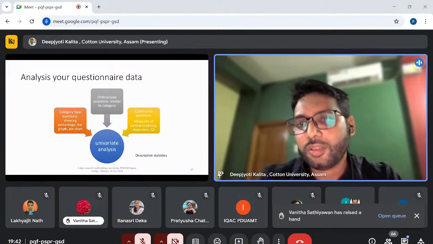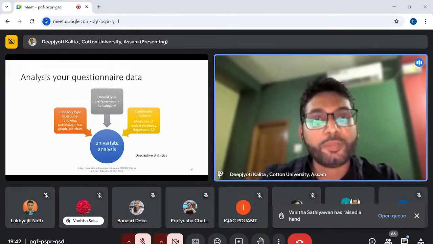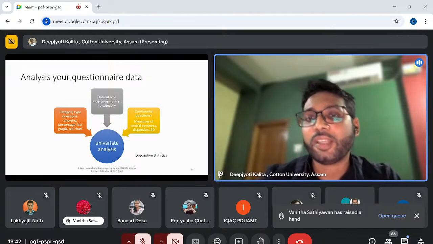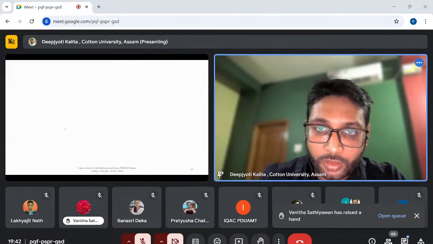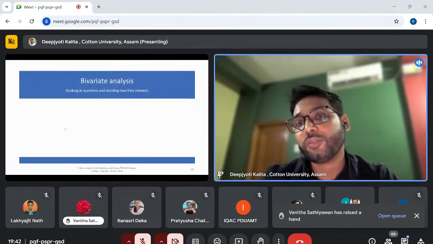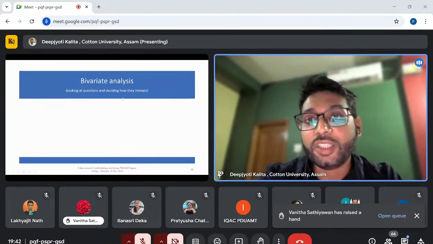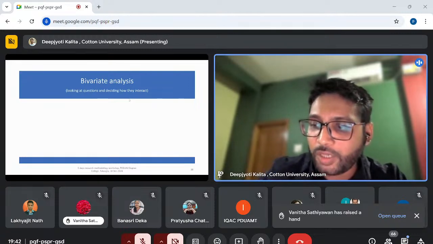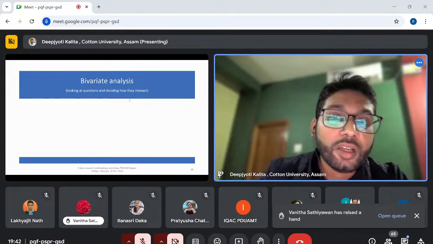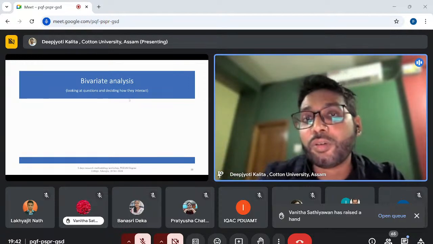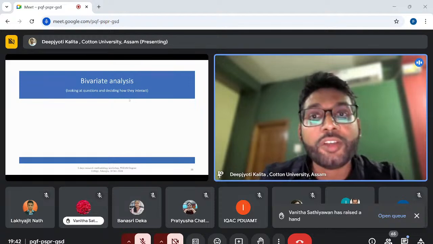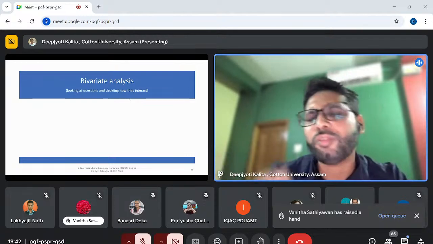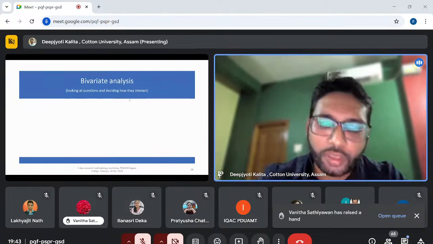Now, for continuous questions, the measures of central tendency, measures of dispersion, and standard deviation can be used for the descriptive statistics of univariate analysis. There is also bivariate analysis. That means looking at questions and deciding how they interact. If you are asking someone their age, and based on their age you want to understand their online social media behavior or online shopping behavior, then you have to correlate two questions. In that case, we call it bivariate analysis, because we are comparing two variables.